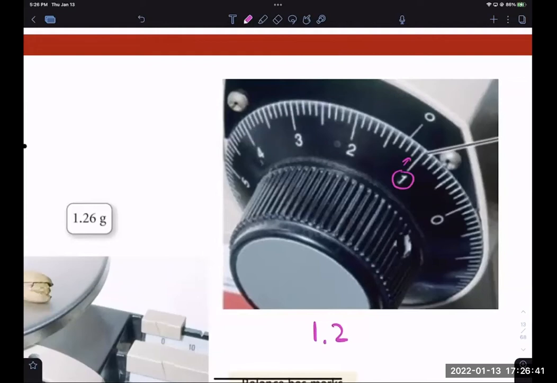So 1.26, 1.27. So the precision and the number of digits or decimal places that you'll have in your reported measurements will be based on the instrument that you're using. And it's always estimating 1 digit past the smallest marking.